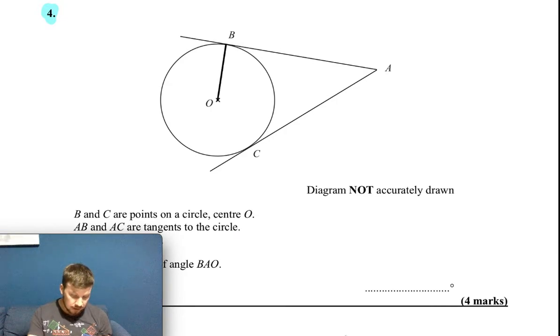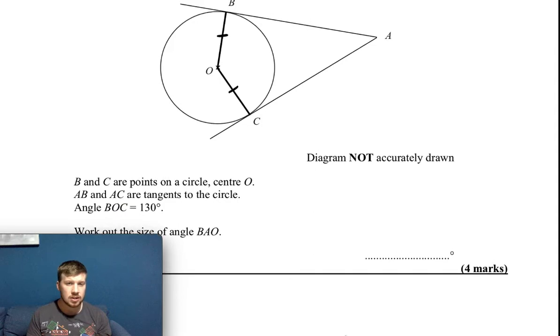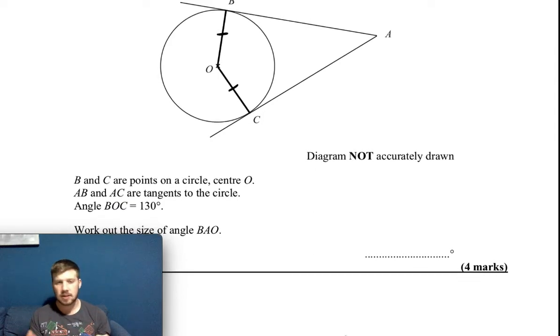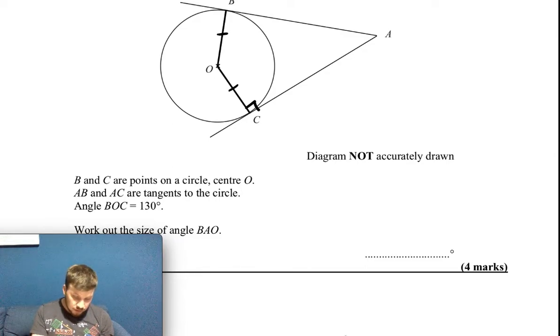I've got B to O, O to C, and we should know that these are radii, so I'm just going to draw them on, and now let's think about it. One rule straight away: the angle between a tangent and a radius is 90. So I'm going to write this on by saying ABO is equal to ACO, which is equal to 90.